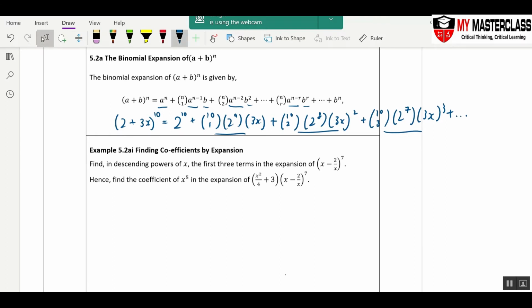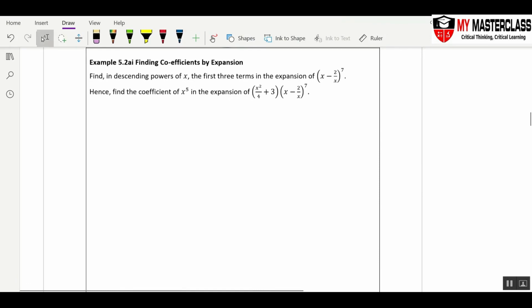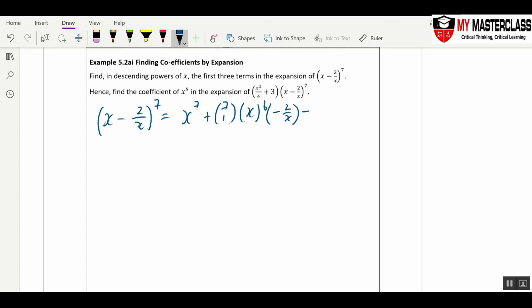Now first part, if the question asks you to expand, then we expand and we use the expansion to find the second part of the answer. What do I mean by that? For this, I have x minus 2 over x, to the power of 7. So when I expand it, x starts with power 7, plus 7 choose 1, x to the power of 6, negative 2 over x, followed by 7 choose 2, x to the power of 5, negative 2 over x squared. Then slowly go and expand.